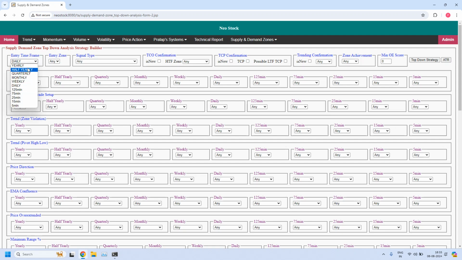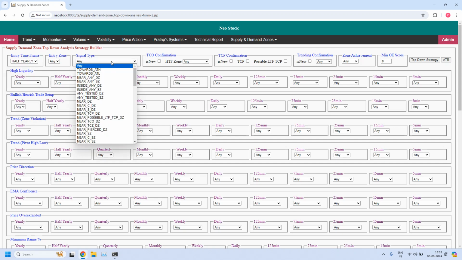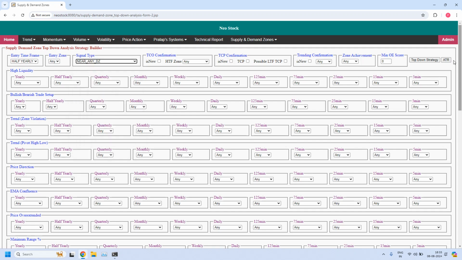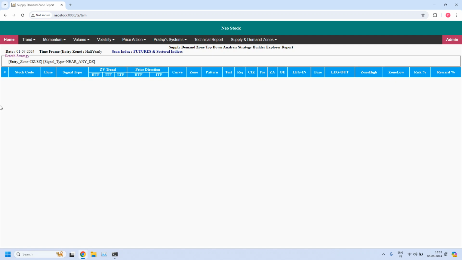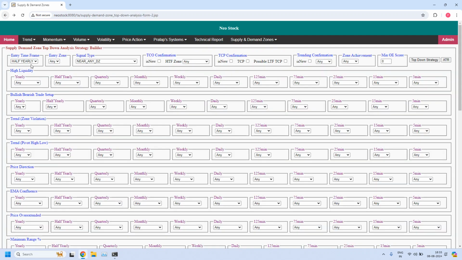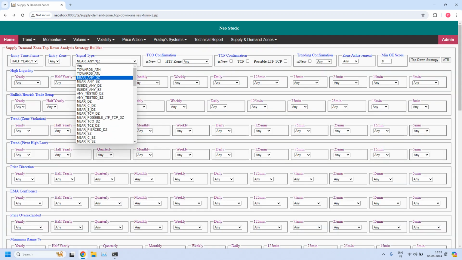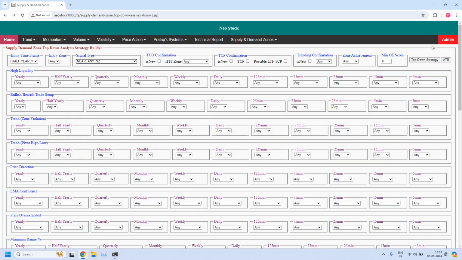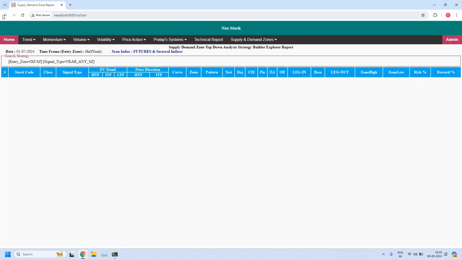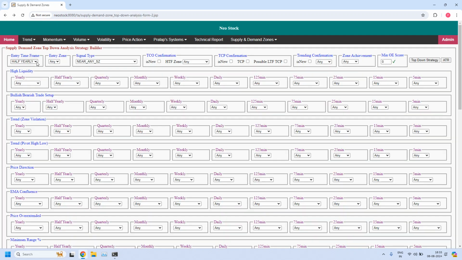So I'm changing the time frame to half yearly. Let us find the stocks near half yearly demand zone. No stocks are available. For half yearly time frame, let us find the stocks near half yearly supply zone. No stocks are available on half yearly time frame.